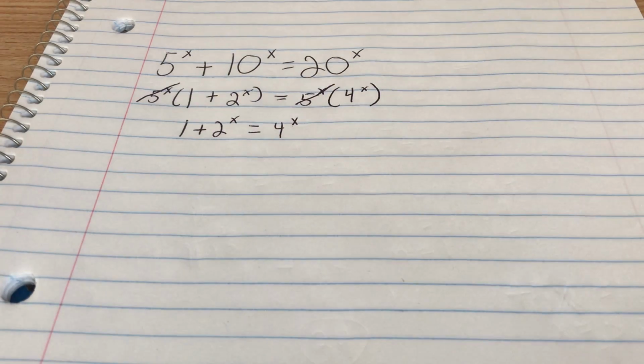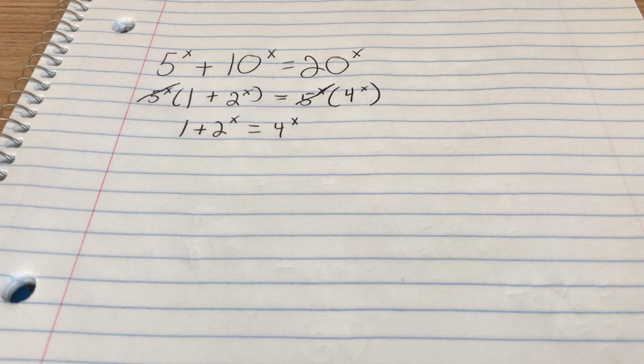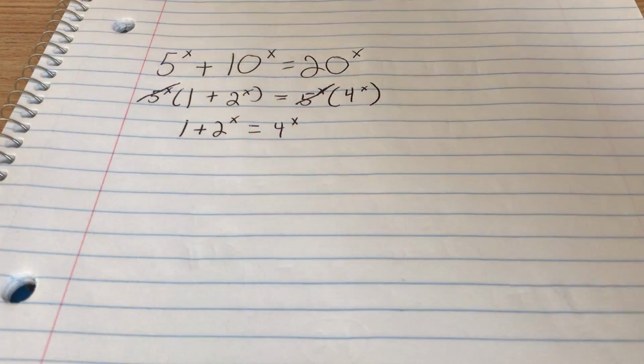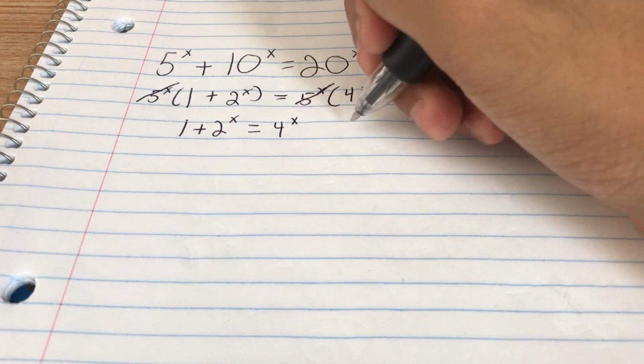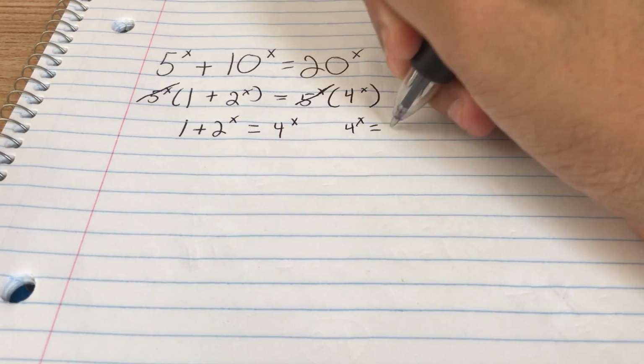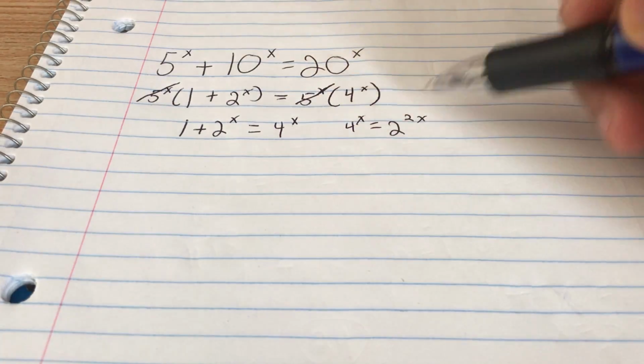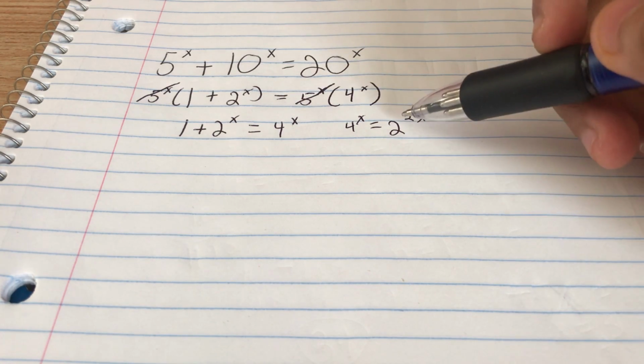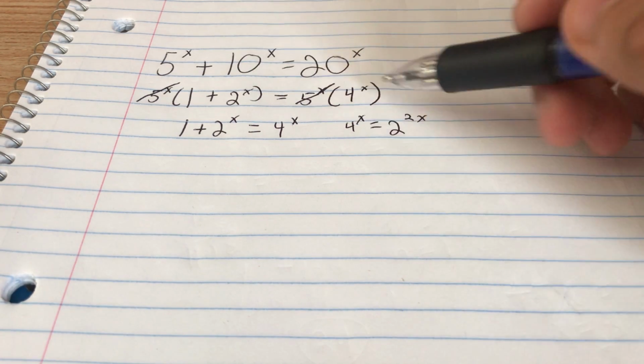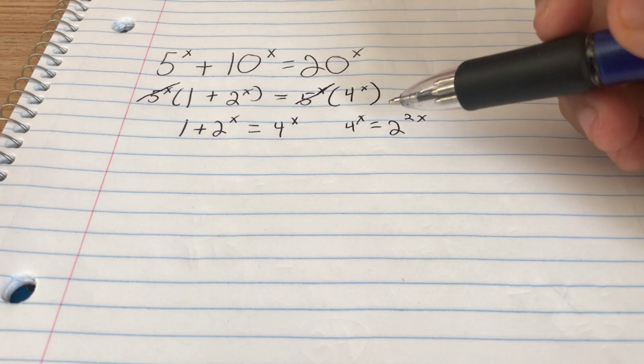Where can we go from here? Well, one thing you can notice is that 4 to the power of x is equal to 2 to the power of 2x, right? Because 2 to the power of 2x is just 2 squared, which is 4, to the power of x. So 4 to the power of x. Now, how does that help?